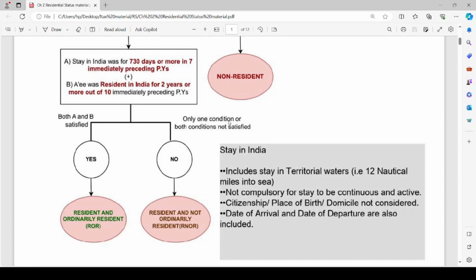Also, the stay in India of any person is not compulsorily to be continuous and active. At the same time, the citizenship, place of birth or domicile are not considered for determining a person's stay in India. The date of arrival of a person and the date of departure of a person from India are also included while calculating a person's period of stay in India.